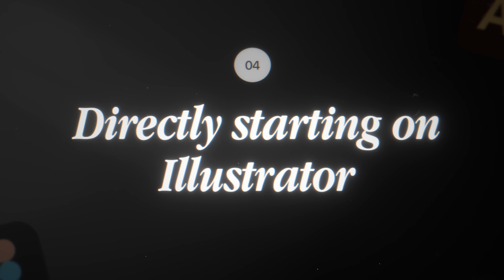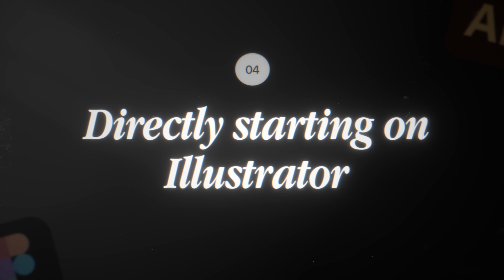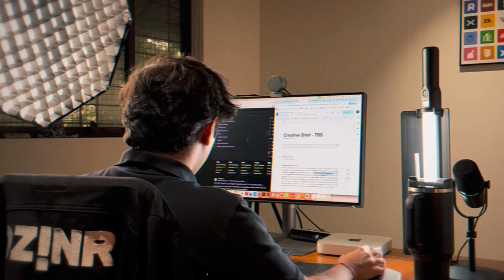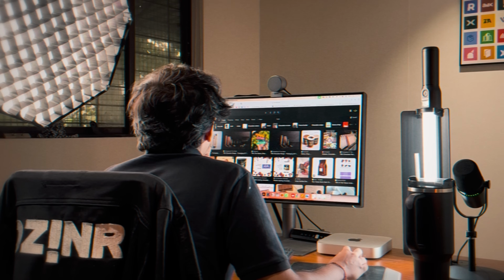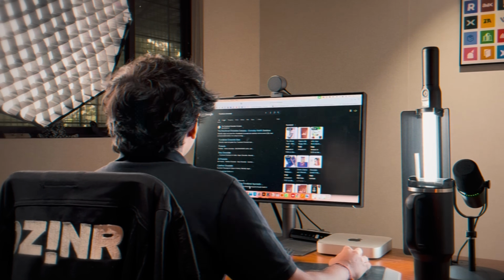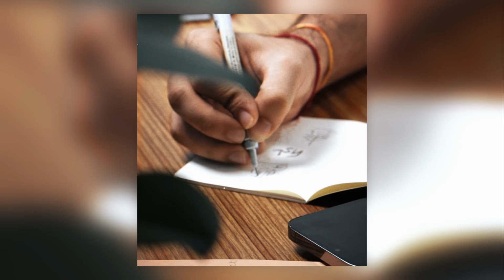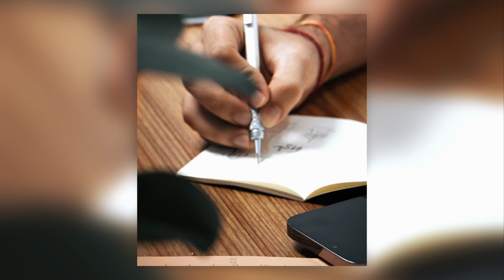Mistake number 4, directly starting on Illustrator or any other design software you use. I know so many designers, whenever they get a brand brief, they directly open their laptops or desktop and jump on Illustrator to execute the ideas which they have. Your best friend for great logo designs is simple pen and paper. There's a specific reason why I'm saying pen, and I'll tell you why.